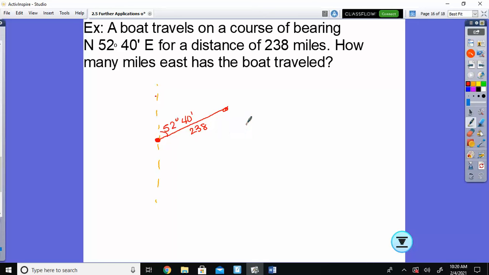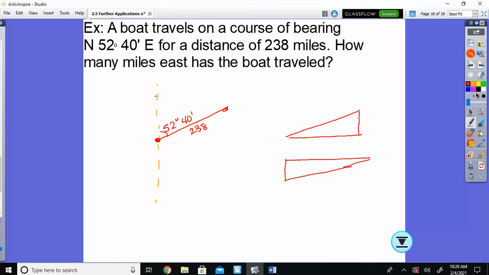How many miles east has the boat traveled? So I just need to complete this triangle, don't I? You could draw it however you wanted. You could either draw the bottom like this, or you could do it like that. Doesn't matter. It might be a little easier if I did this one, because then I have an angle inside my triangle. Does that make sense?